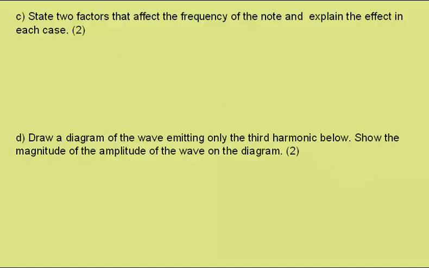Part C. State 2 factors that affect the frequency of the note and explain the effect in each case, for 2 marks. Well, the data sheet gives us the equation that the fundamental frequency f is given by 1 over 2L, the length, times the square root of tension T over mass per unit length of the string mu. It's easy now to pick off any 2 of the 3 possible factors.